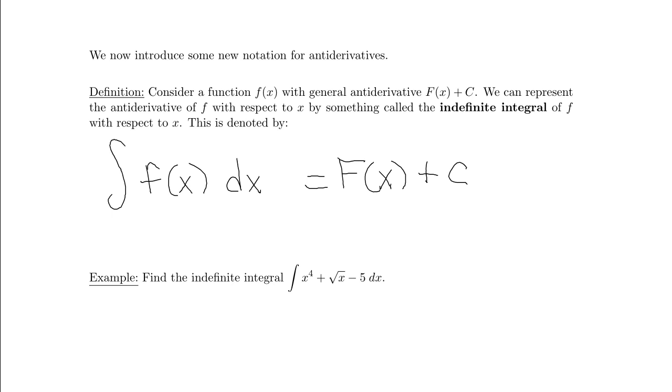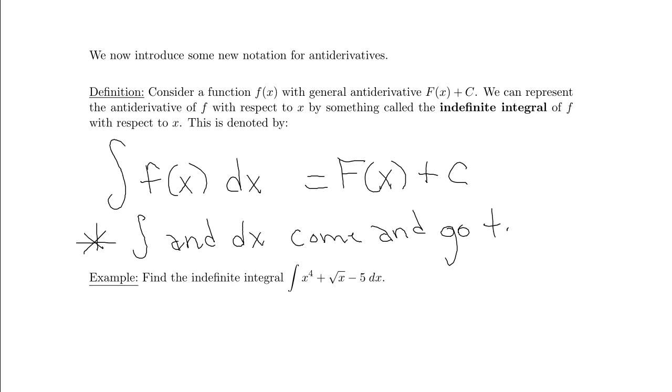I just want to make a note here. This integral symbol, this thing that looks like a long S or a little bit like a snake, and the dx are a package deal. So this and dx come and go together. Either both of those symbols are there or neither of them are there. You should never just have one of those symbols there.